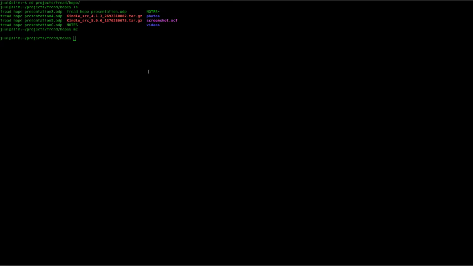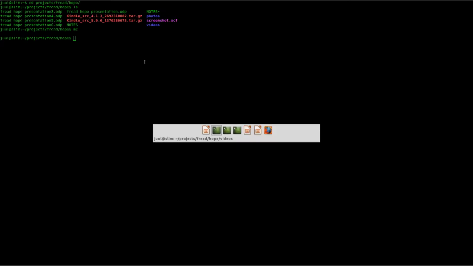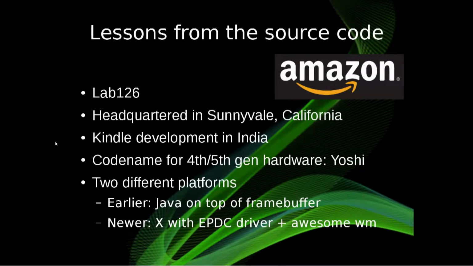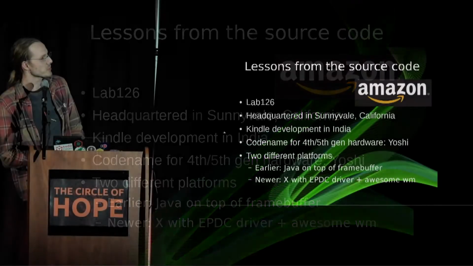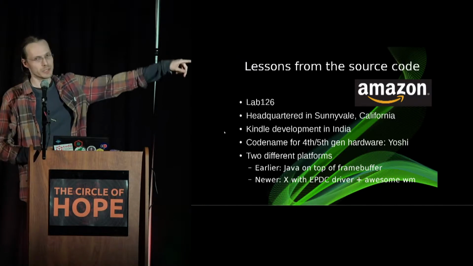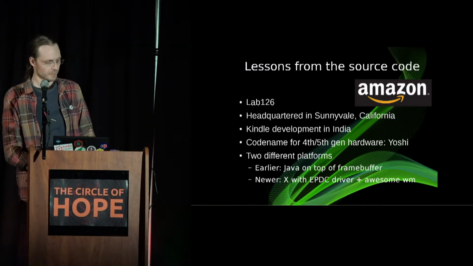What do we learn from source code? Looking around source code, we learned that it's developed by a company owned by Amazon called Lab 126. Why is it called Lab 126? If you look at the Amazon logo, you'll see an arrow pointing from the A to the Z, and of course A is the first letter of the English alphabet, and Z is the 26th. That's where Lab 126 comes from.